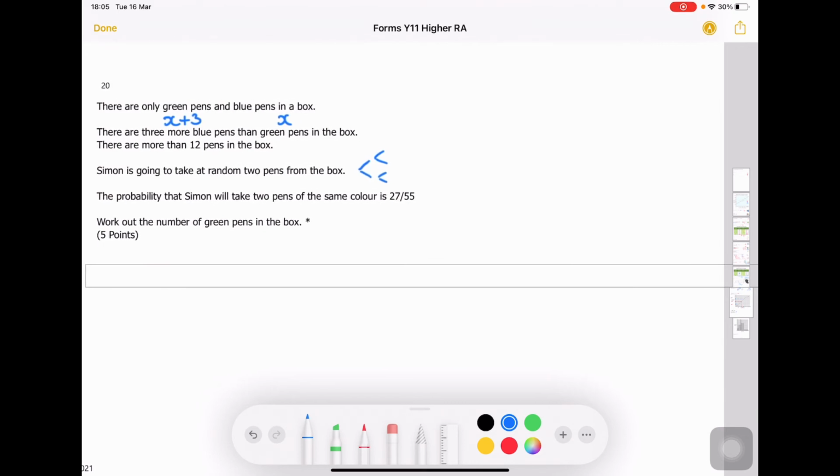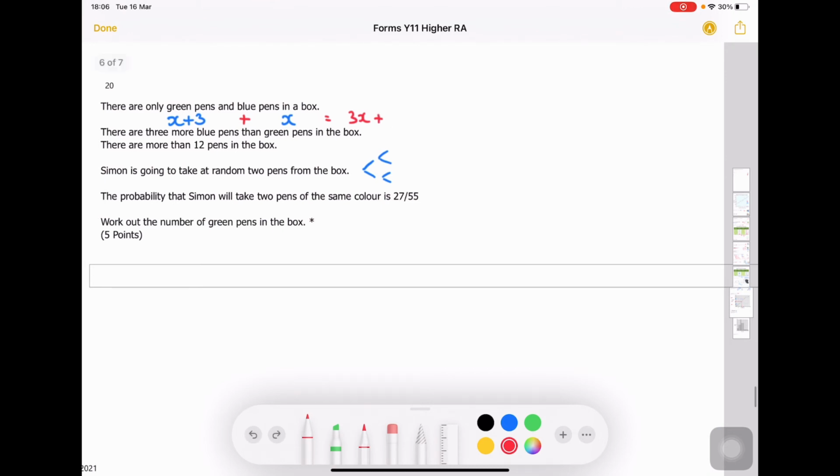If we have x plus 3 blue pens and x green pens, then let's add them together. Let me do that in a different colour. Add them together to work out a total of 3x plus 3. No, 2x plus 3. 2x plus 3. So this is our total.